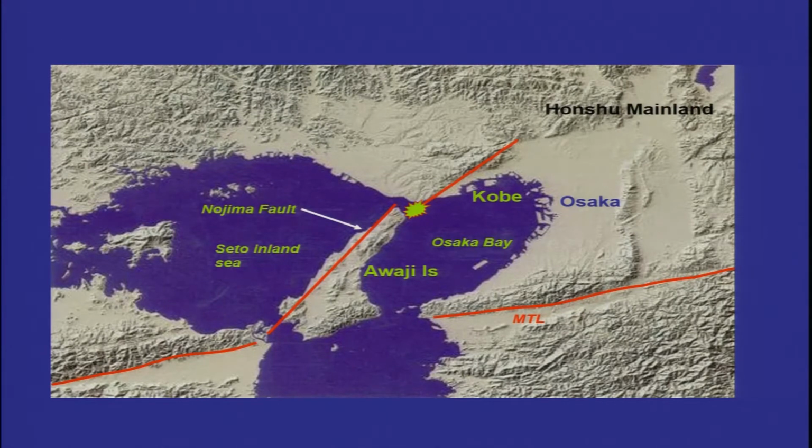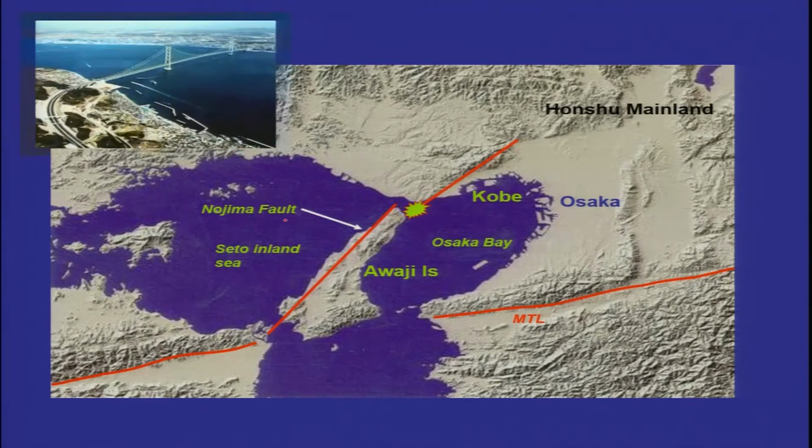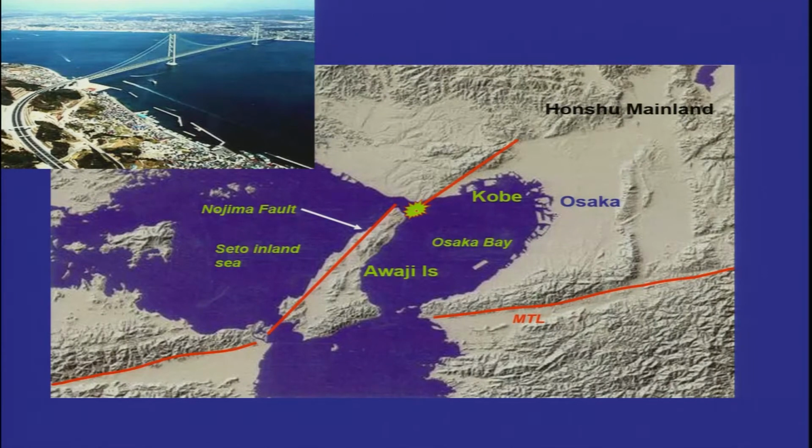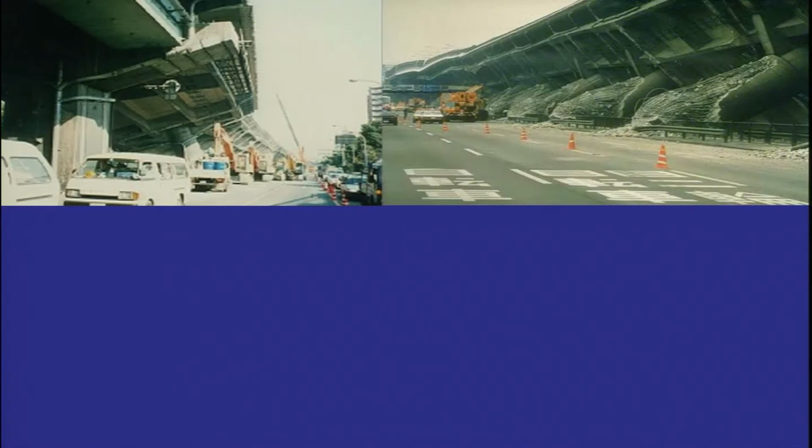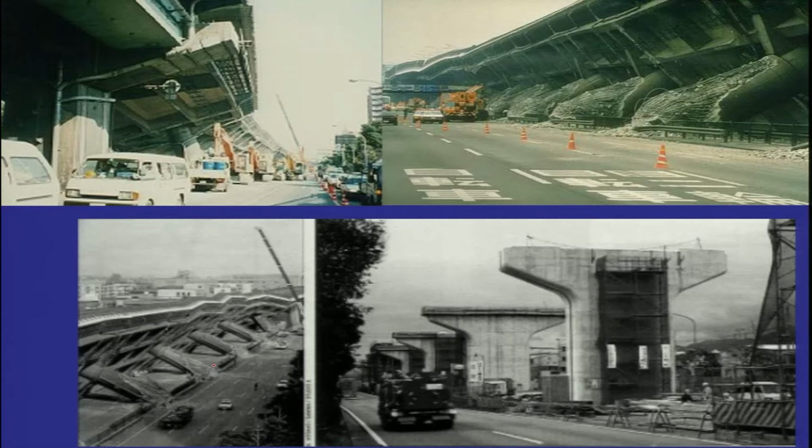and this fault which is crossing the Awaji Island was named the Nojima fault. So, as you see here, this is the connecting bridge which was constructed between these two islands, Honshu Island and Awaji Island, which also was affected during the 1995 Kobe earthquake. And other than that, the damage experienced in Kobe was massive. So you can see the flyovers toppled down, and later they came up with the retrofits and all that.